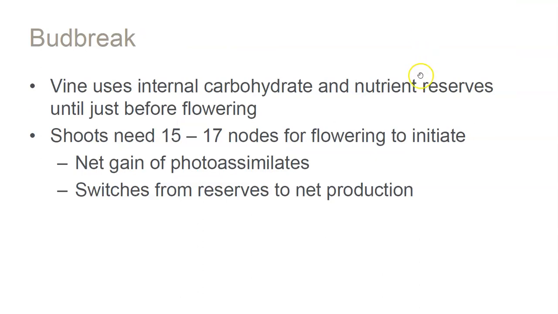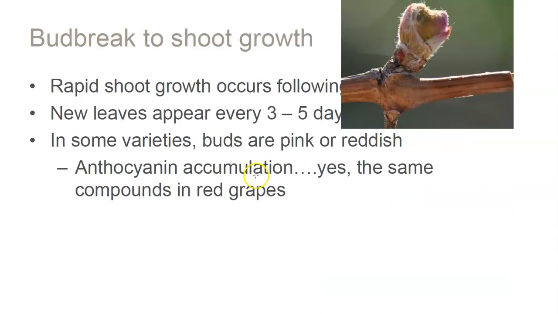All right, and then once our shoots get to about 12 to 15, 17 nodes, that's when flowers start to come out, and that's when flowering starts to initiate, and that's when our grapevine starts to switch over from being a net importer or a net user of its internal carbohydrate reserves. Then it starts to build its tank back up, and now the leaves become net exporters of carbohydrates. Okay. Oop, I'm going the wrong way again. All right.